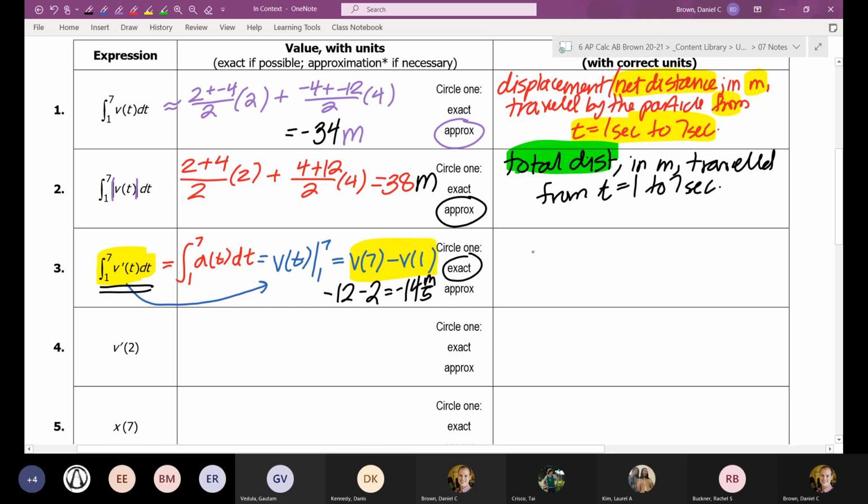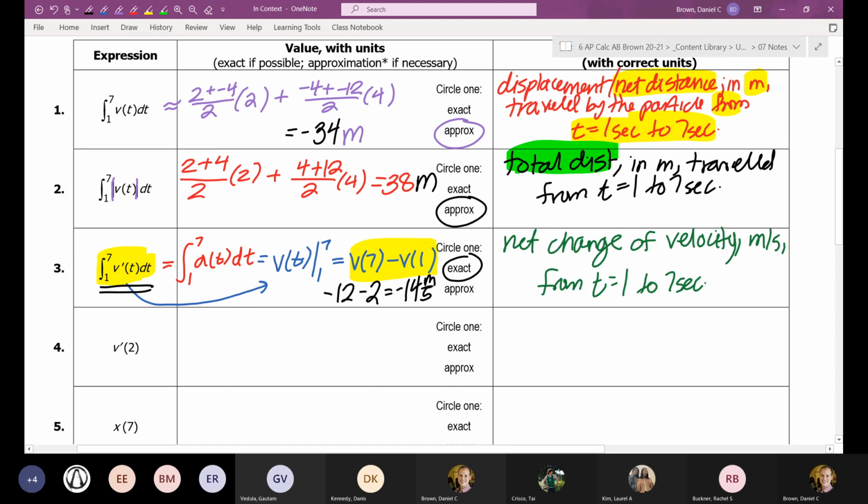I'm going to use that same word net. I'm going to use the phrase net change instead. And it's the net change of the velocity. So you can describe it as the net change of velocity, which is measured in meters per second, from, again, a time at 1 second to 7 seconds.